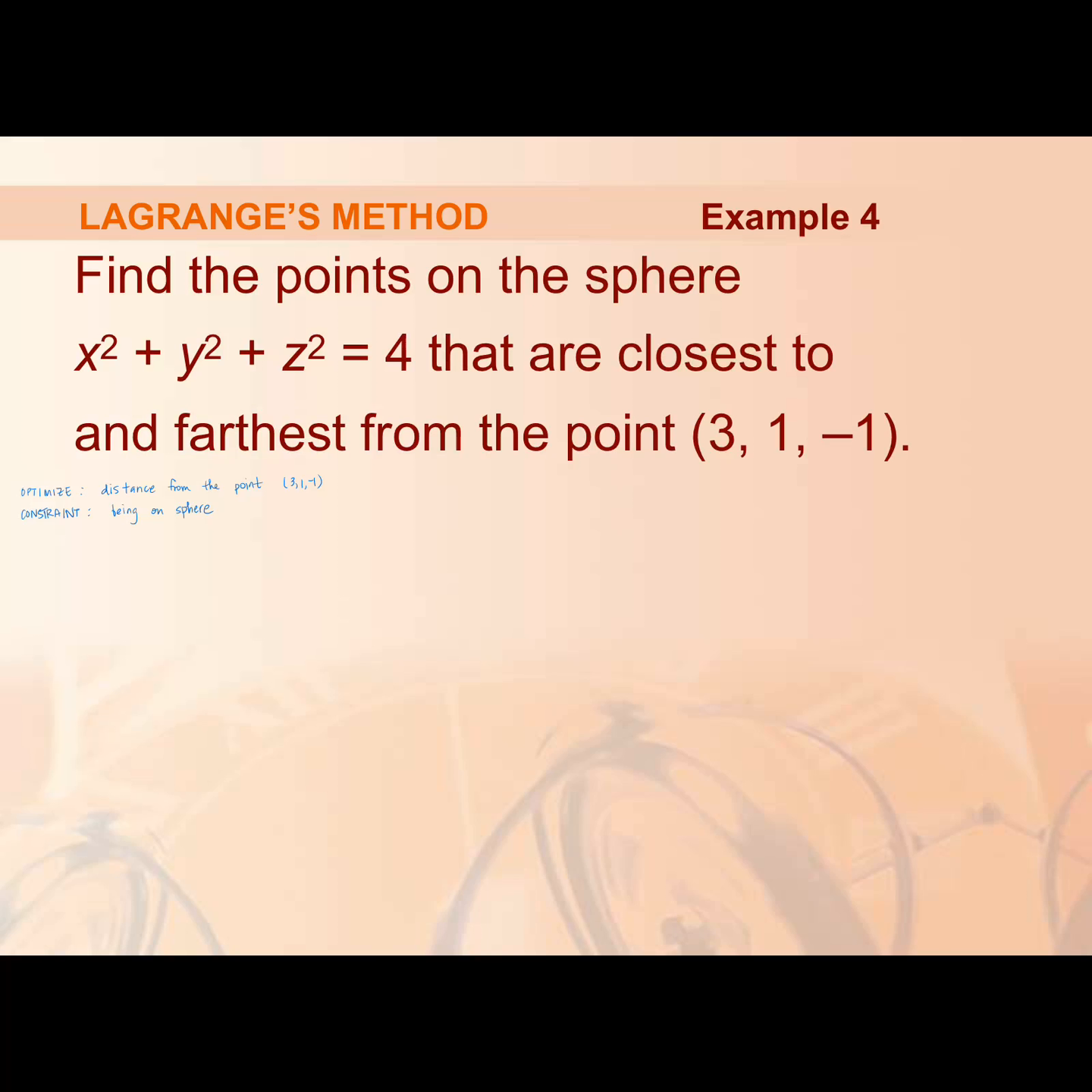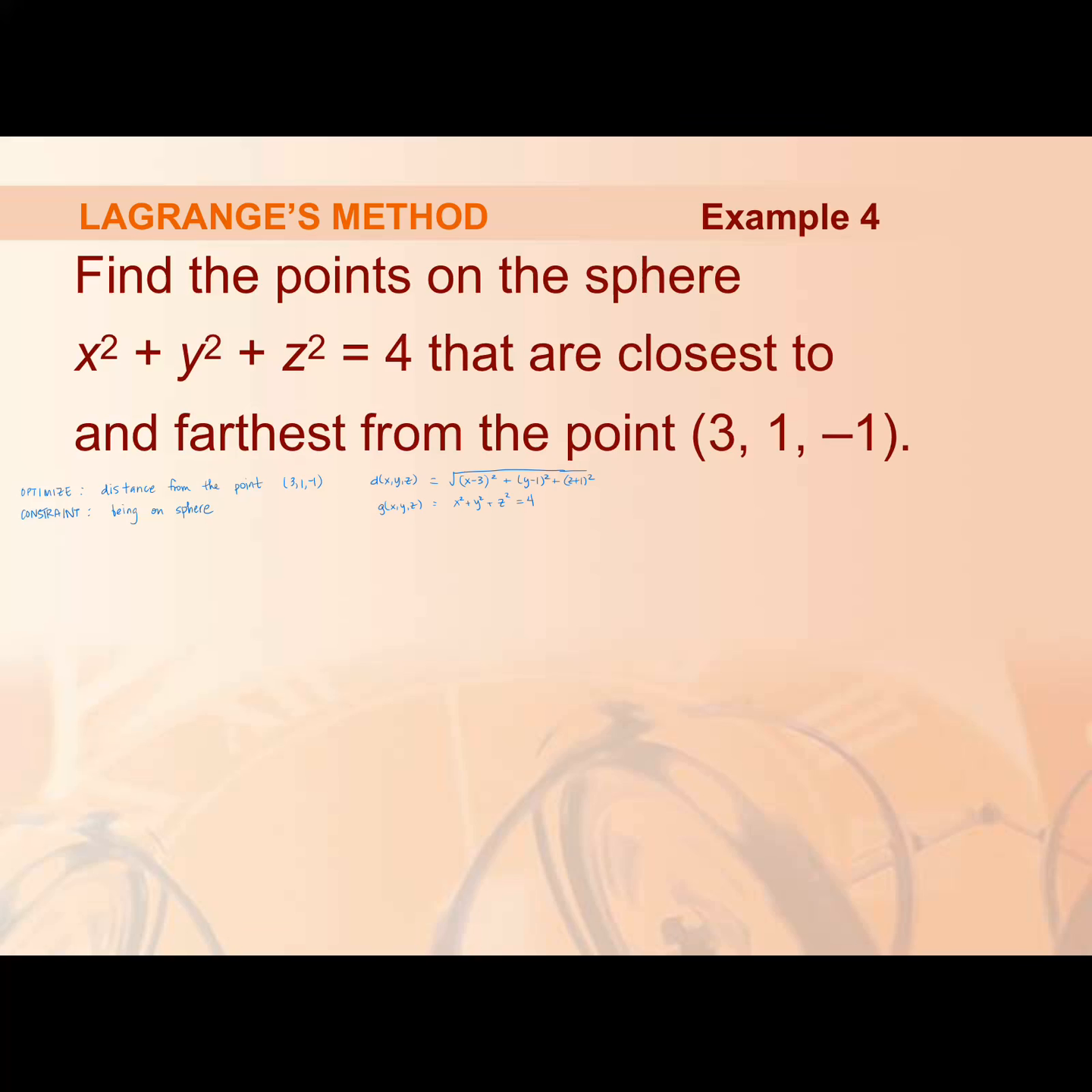Okay, so our formula, let's see here. We would say the distance between x, y, and z is d. So it's going to be the square root of (x minus 3) quantity squared, plus (y minus 1) quantity squared, plus (z plus 1) quantity squared. And the constraint, let's call it g of x, y, z, is going to be x squared plus y squared plus z squared equals 4.